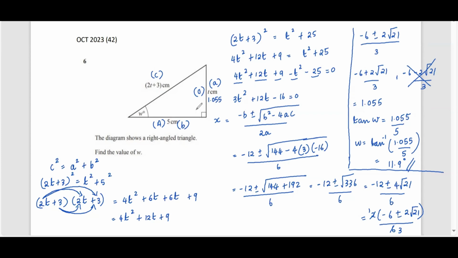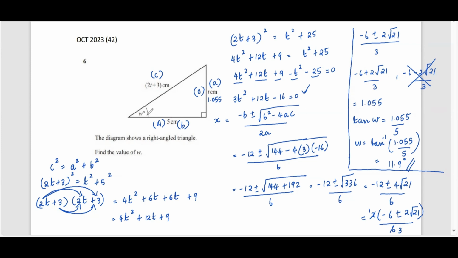So basically what we did here is we first used Pythagoras to get a quadratic equation. And now we've solved that quadratic by using the formula method to get the value for t. So we know a quadratic equation will give you two values. One was positive and the other one was negative. So we ignored that negative value because the side length can never be negative. So I got the value for t as 1.055.